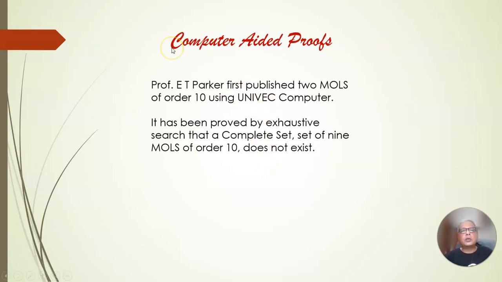Latin squares have applications in computer-aided proofs. When E.T. Parker built his order 10 Latin square using the UNIVAC computer, it was proved by exhaustive search that a complete set, or set of 9 mutually orthogonal Latin squares of order 10, does not exist. So we know mutually orthogonal Latin squares of order 10 exist, but they don't have a complete set. It was proved by computer search. So these are early examples of computer-aided proofs. Later, the four-color theorem had a massive application of computers in its proof.